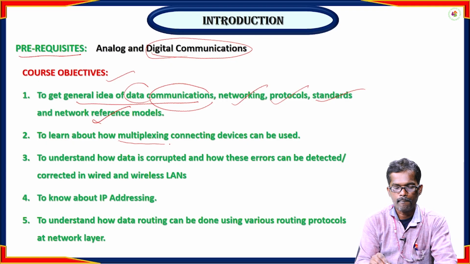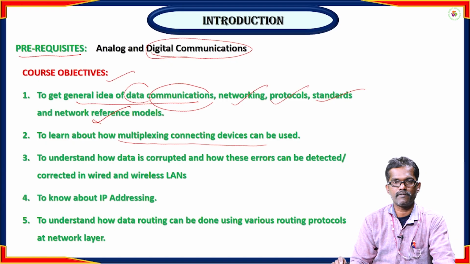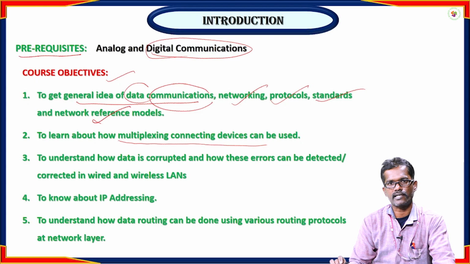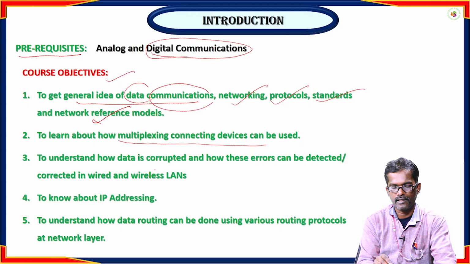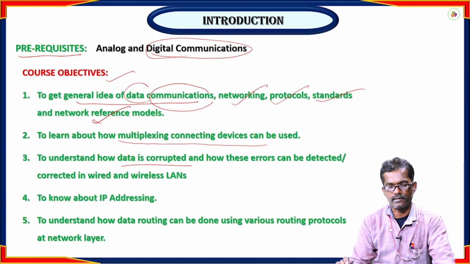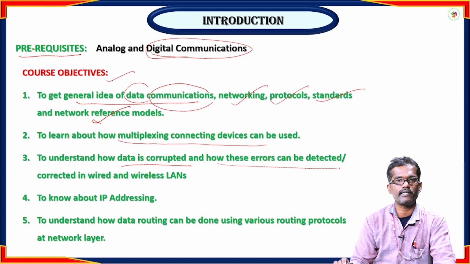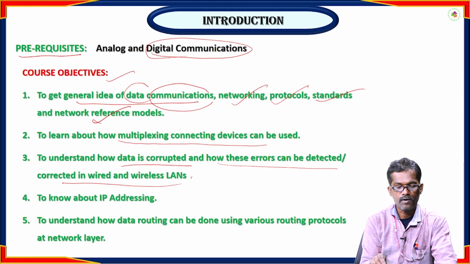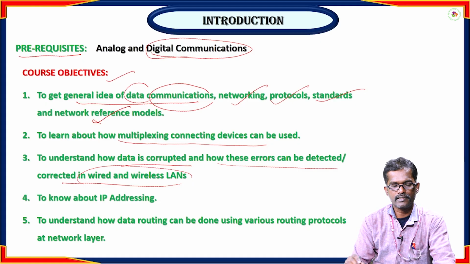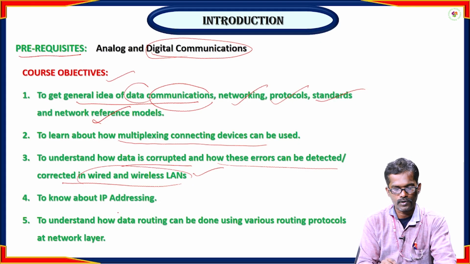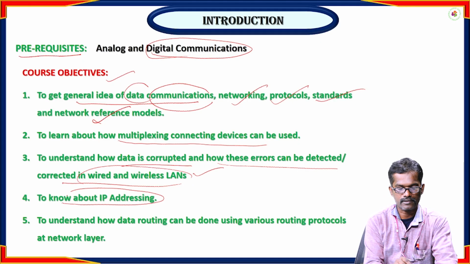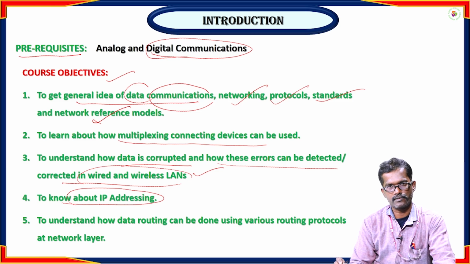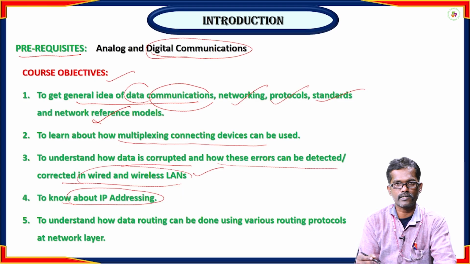Then coming to multiplexing, and the connecting devices that can be used for data communications. Then how the data is corrupted, and how these errors can be detected and corrected in wired and wireless LANs. These are the other objectives. The fourth objective is to know about IP addressing: the different types of addressing techniques, IPv4 and IPv6, and how IP addressing is framed.